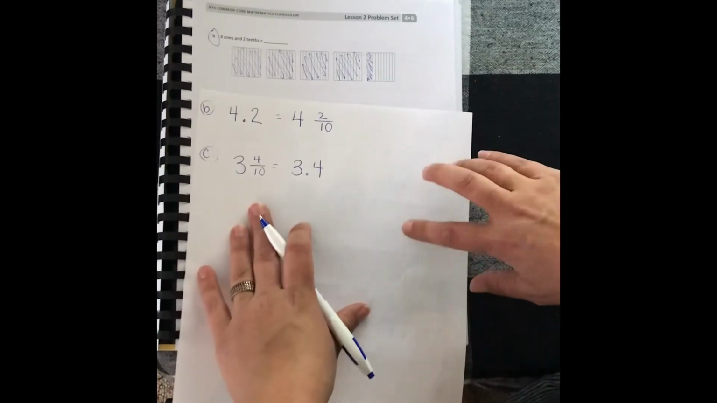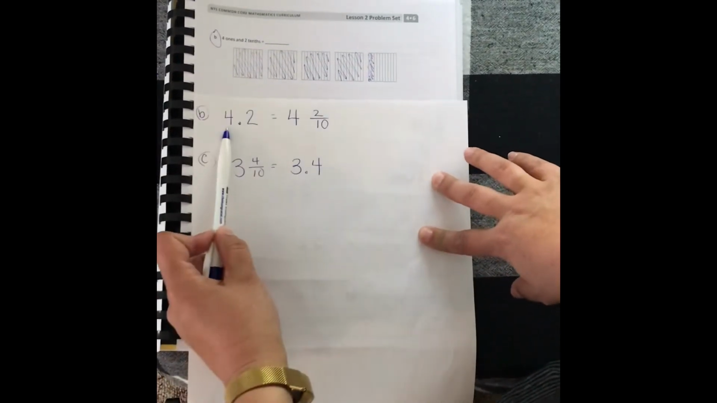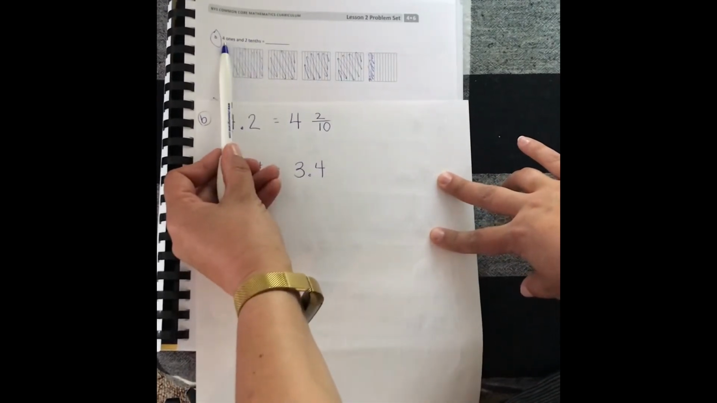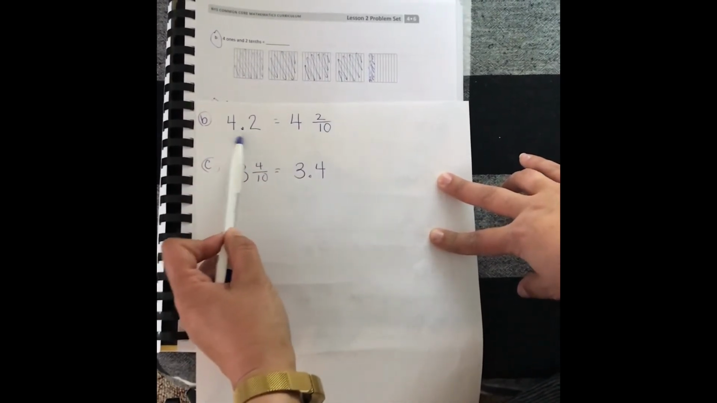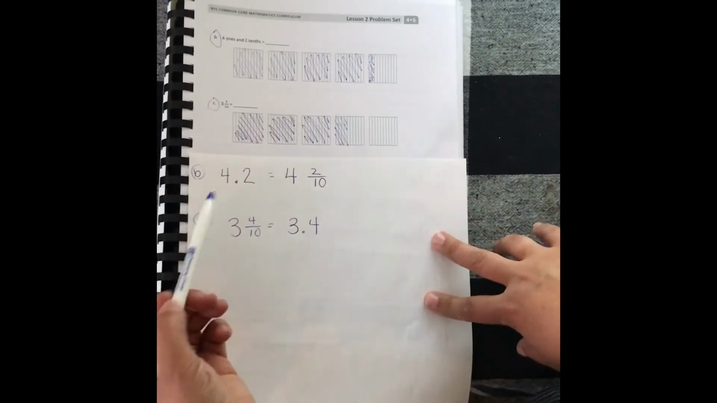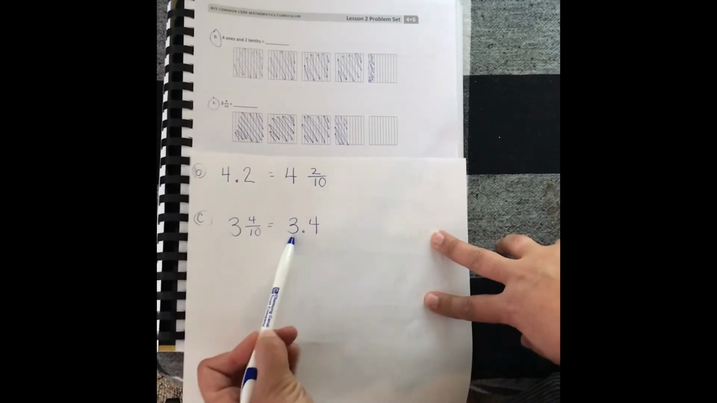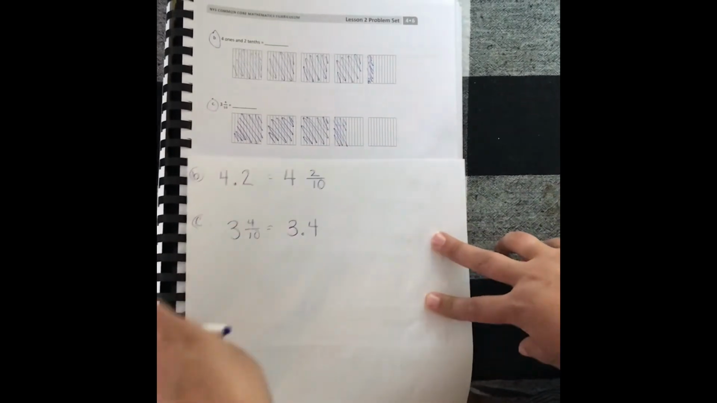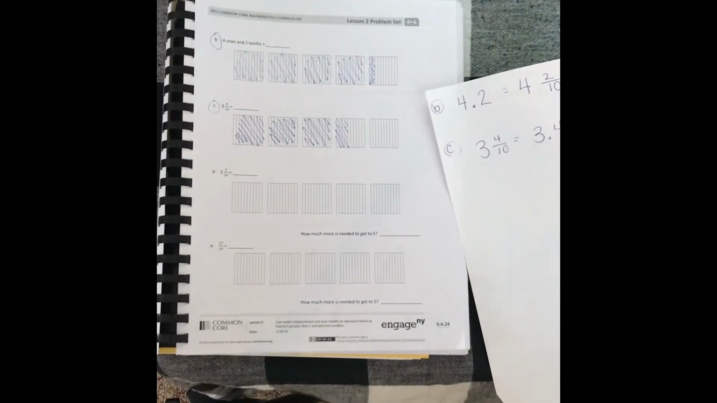All right. Here we go, guys. Let's take a minute and just check these out. So your first one, you have 4 and 2/10. We converted it from the unit form into the decimal and fraction form, and we also colored it in using the model. For C, we have 3 and 4/10, and I converted it into the decimal form, and I showed the model for it.